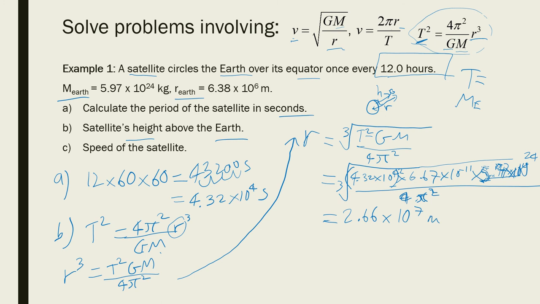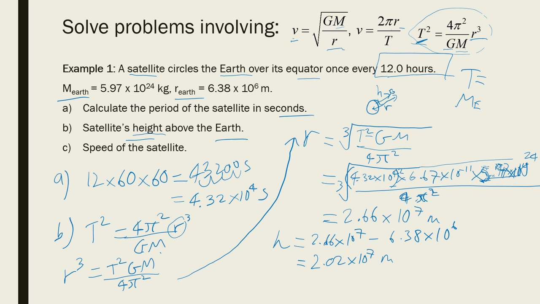So that's how far the radius is from the center of the Earth up to the satellite. Now that's not what we actually wanted to find, we wanted to find the height above the Earth. So to find the height, we do 2.66 times 10 to the 7, subtract the radius of the Earth, which is 6.38 times 10 to the 6. If we do that calculation, we'll get 2.02 times 10 to the 7 meters. So it's still a huge height above the Earth.